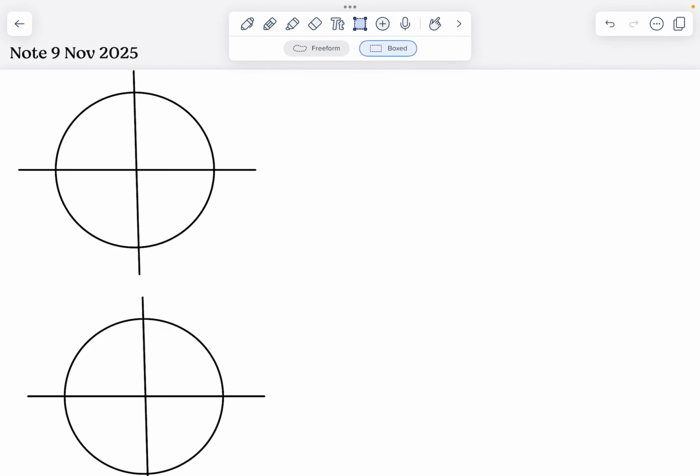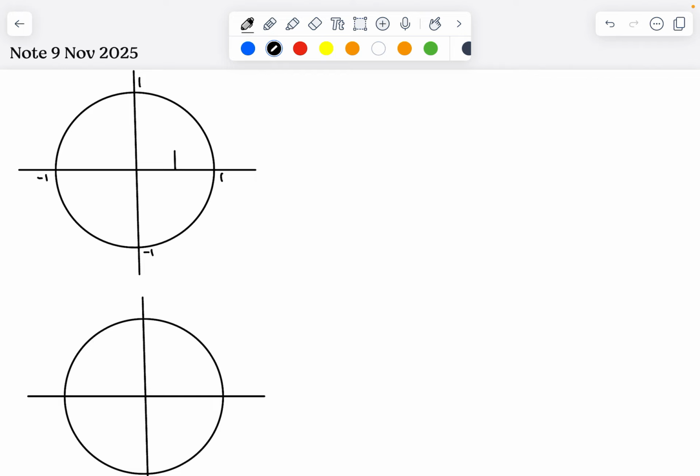Right, so the most important trig identity that we'll learn and you'll use again and again is to do with sine and cos. So let's use this. This circle has a radius of 1.